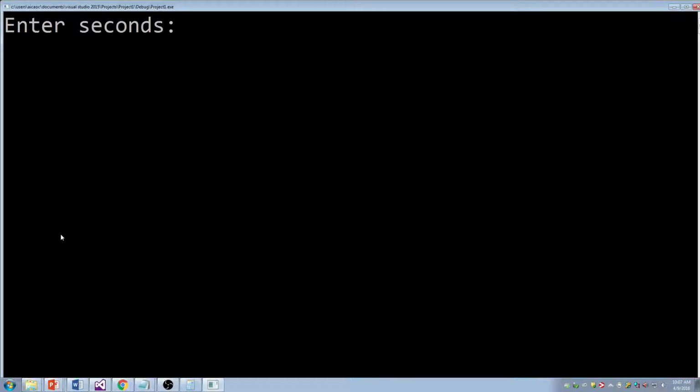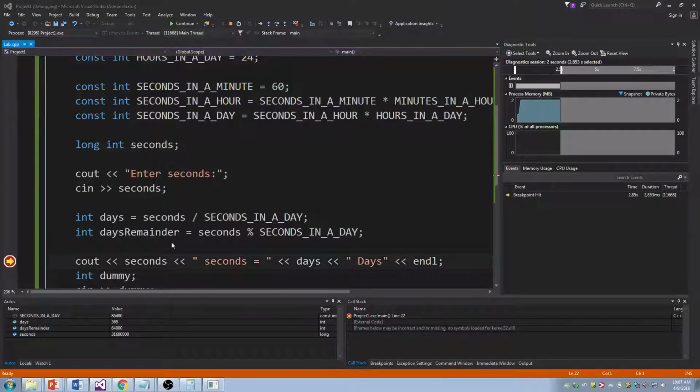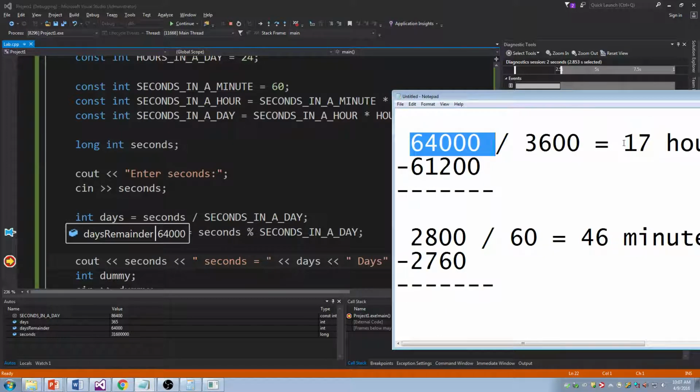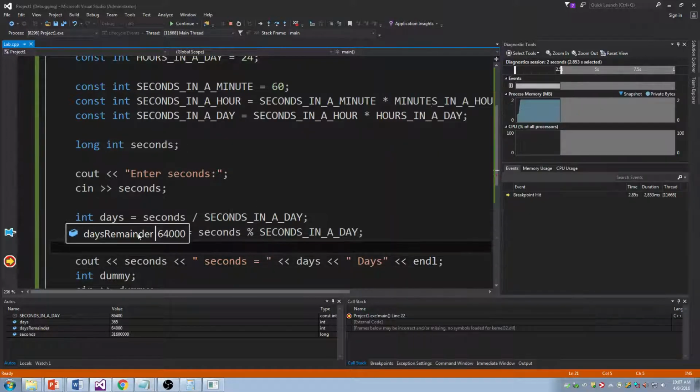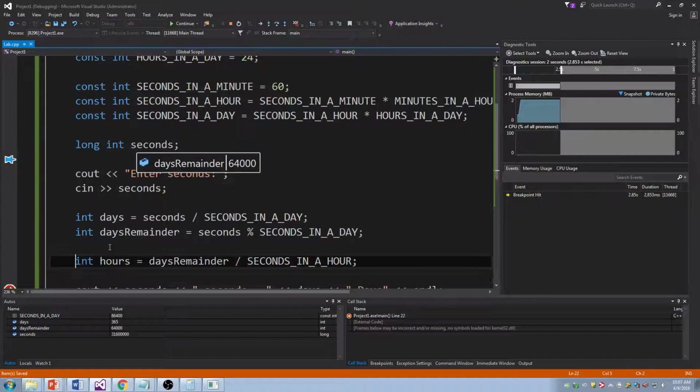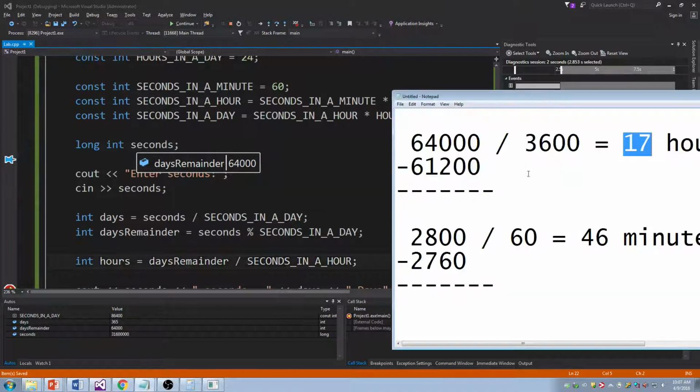I'm going to put a breakpoint. So there's my days remainder, 64,000. Matches this. Cool. That means we can use this calculation to figure out how many hours are left. If we take this number, days remainder, like that, then we will get 17 hours.